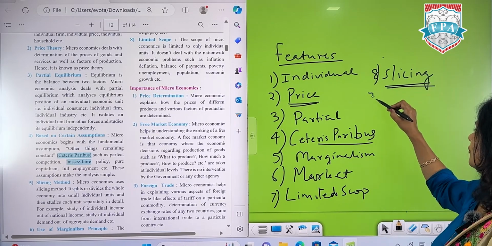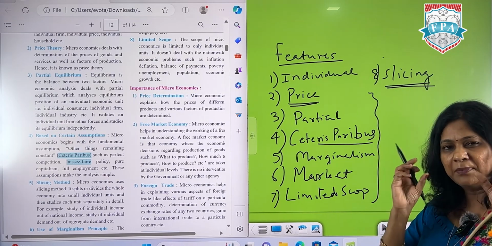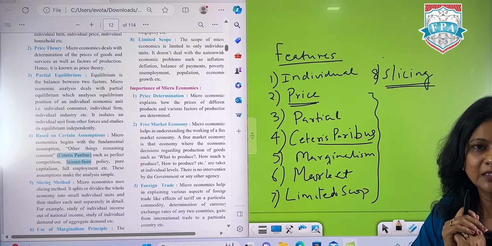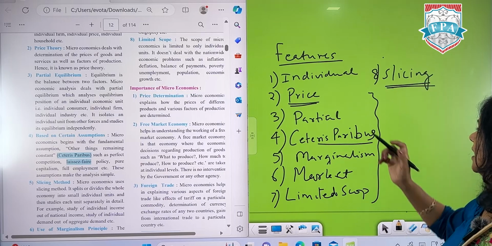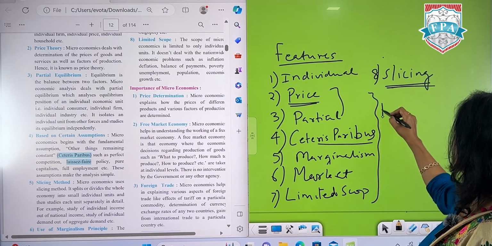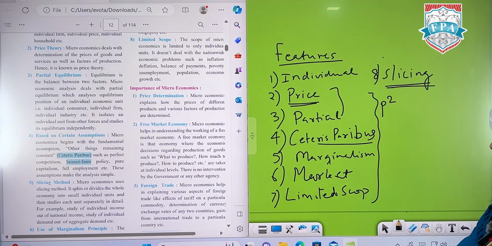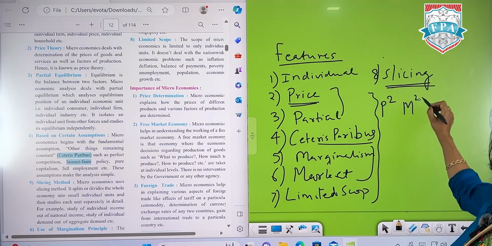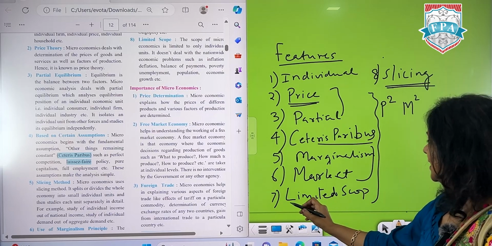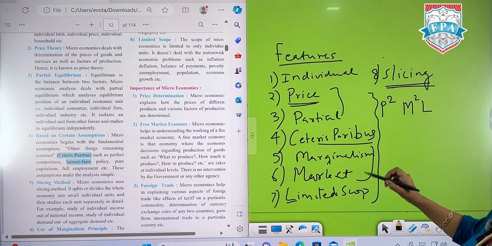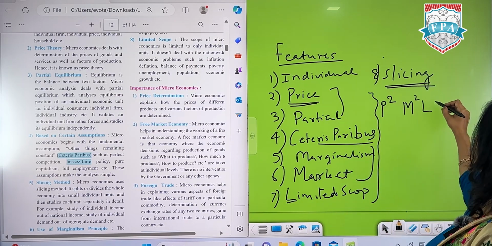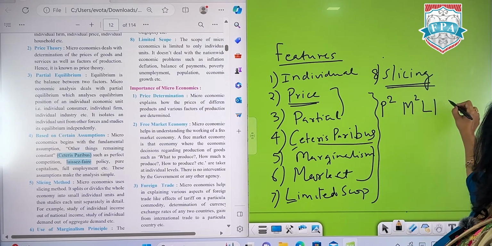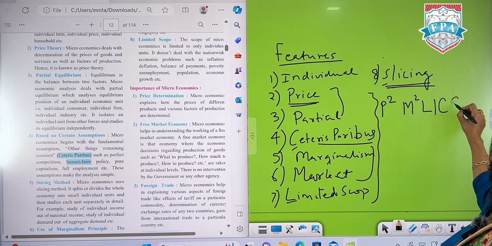Can we try to find out something or make some acronym for ourselves so that we remember? कितनी बार P आ रहा है? 2 times. Can we write down P square? कितनी बार M आ रहा है? 2 times, M square. Can I take the L from here? Can I take the I from here? Can I take the C from here and S from here?